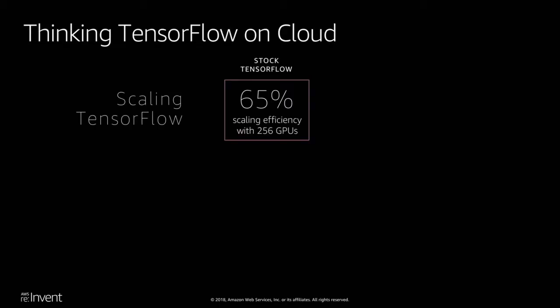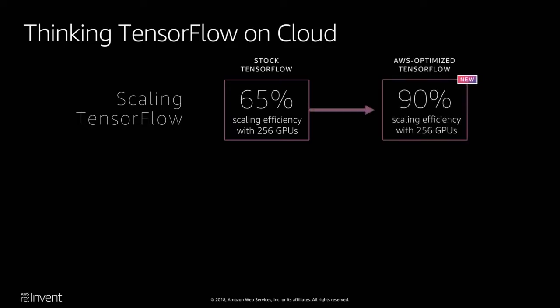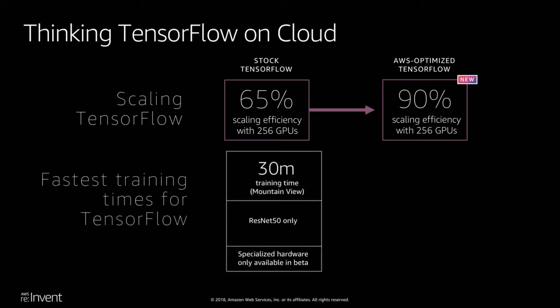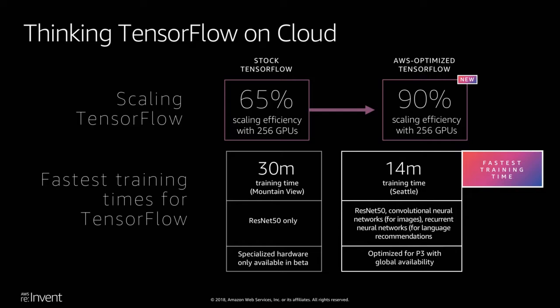And we also improved how TensorFlow scales. Normally TensorFlow has some limits in scaling, and we worked with an AWS optimized version that is using the technology from the P3 instances so that the scaling is much better. And this means that also training is much better. So a 30-minute training time from some company based in Mountain View can now be run in Seattle in 14 minutes. And we don't use specialized hardware. We use the standard NVIDIA cards that we use in the P3 instances.